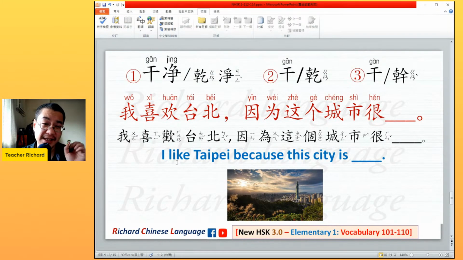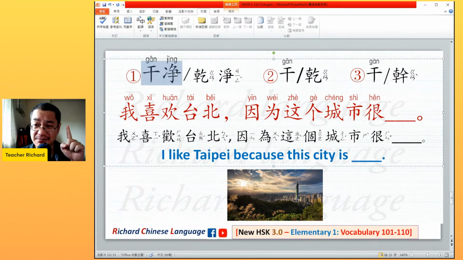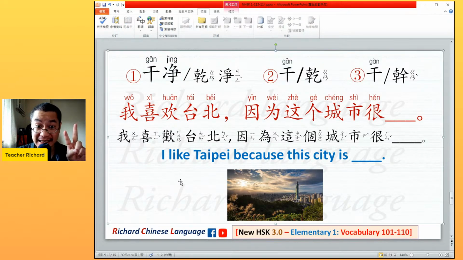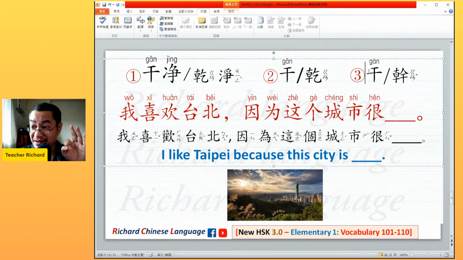Okay, so now it's quiz time. Tell me the answer. The first one is 干净, the second one is 干, and the third one is 干. You see option 2 and option 3 are the same Chinese character, but the pronunciations are different.